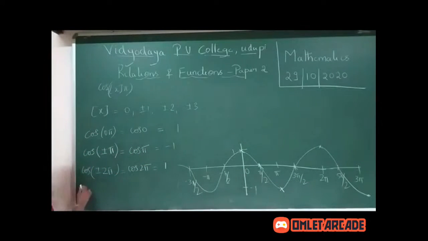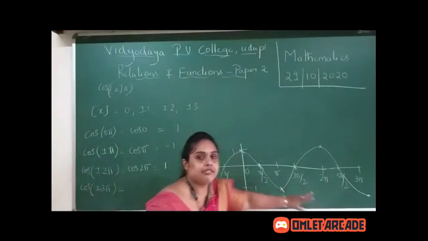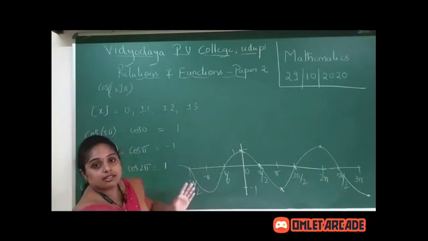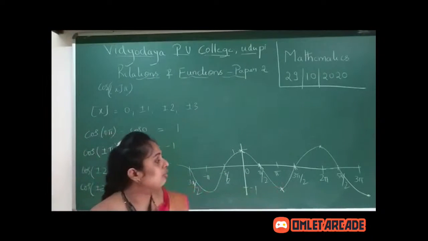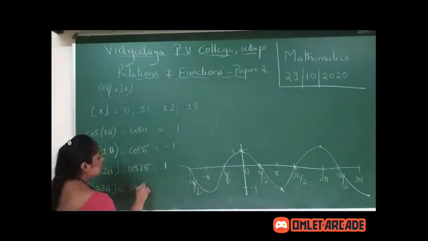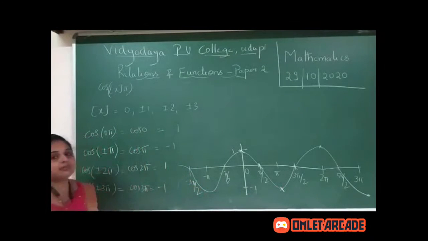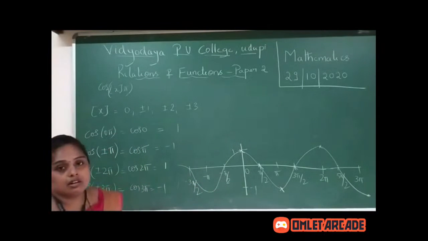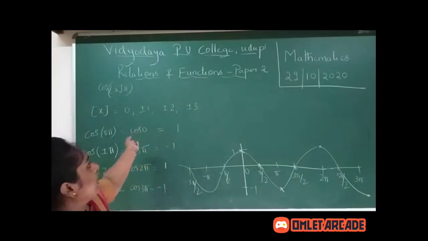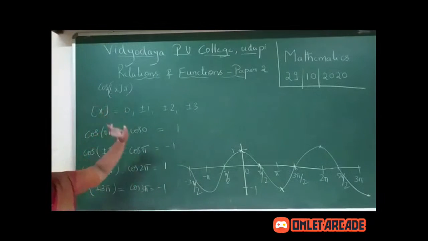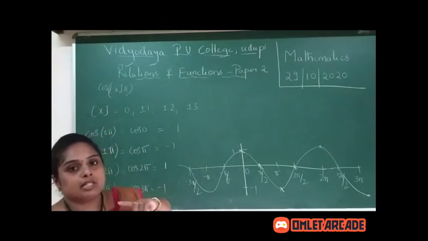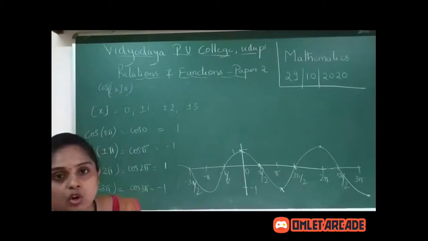Look here, let us see for some other value. Cos plus or minus 3 pi. For plus 3 pi and for minus 3 pi, it is the same. They are mirror images. Cos 3 pi is minus 1. So whatever integer I substitute, like 1, 2, 3, 4, 5, 6, it will be plus 1, minus 1, plus 1, minus 1. I never got 0.